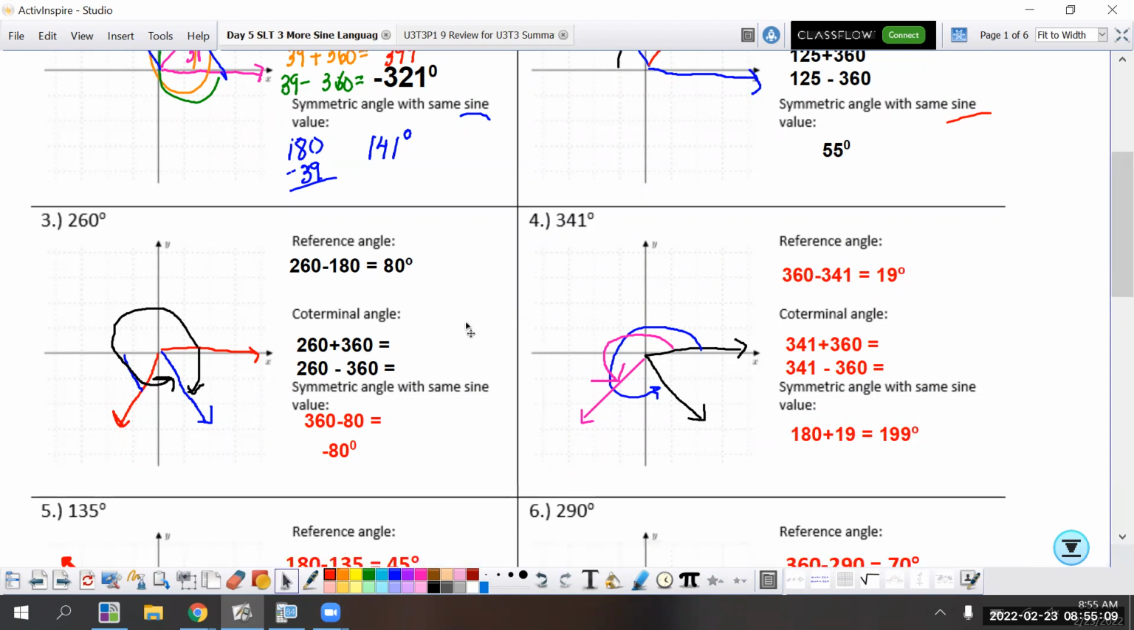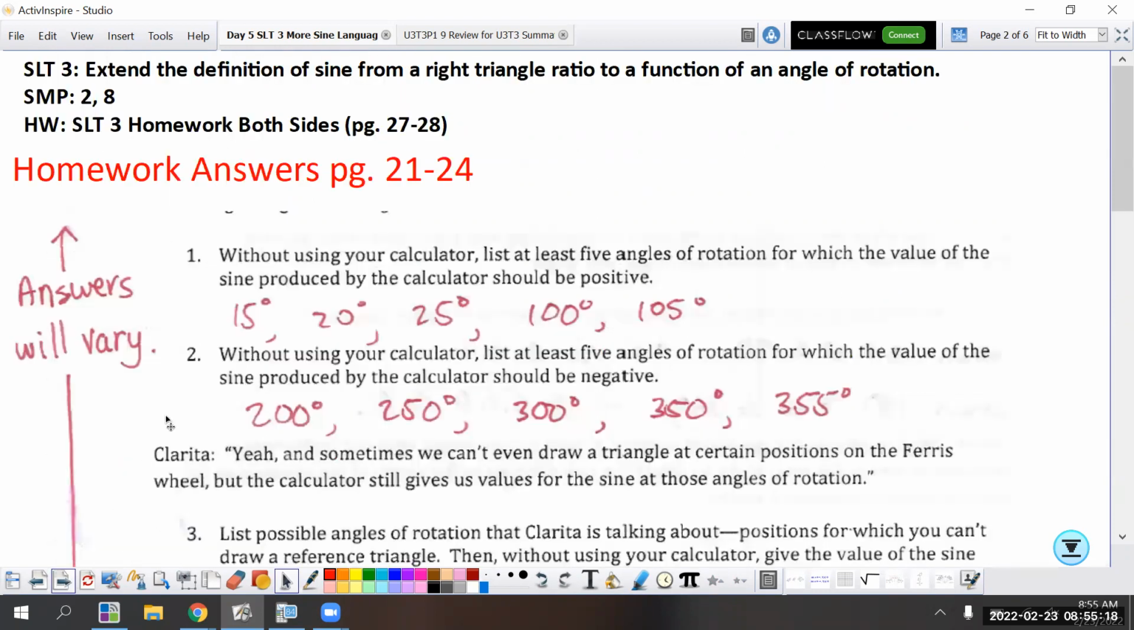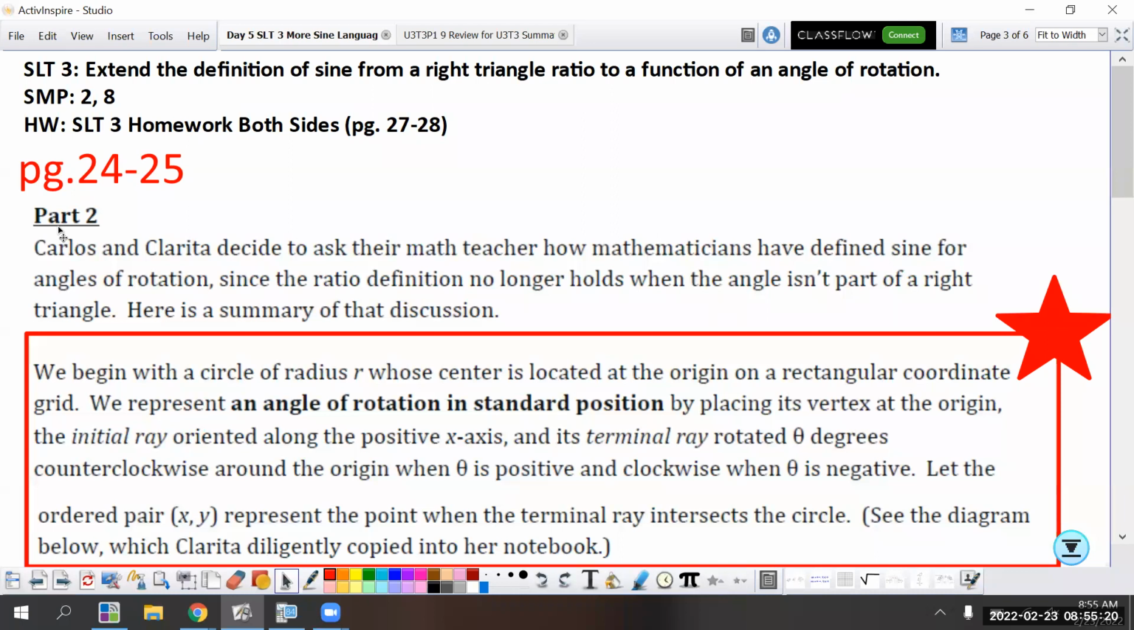And there we go. You could use numbers 5 through 8 as extra practice. Those answers will be in Drive when the notes are posted. Okay, now I want you to turn to page 24 at the bottom where it says part 2. We're going to continue on with the Carlos and Carlita situation and their Ferris wheel ride.